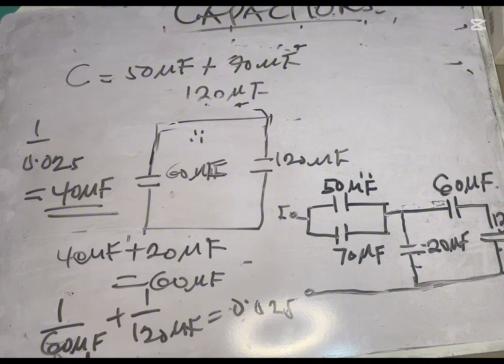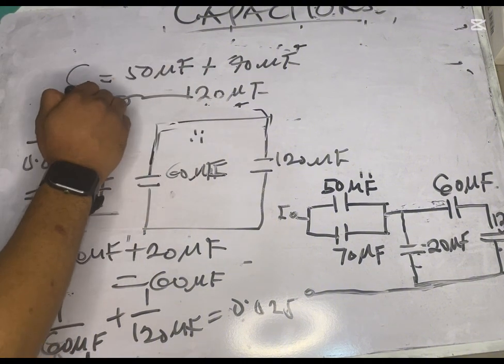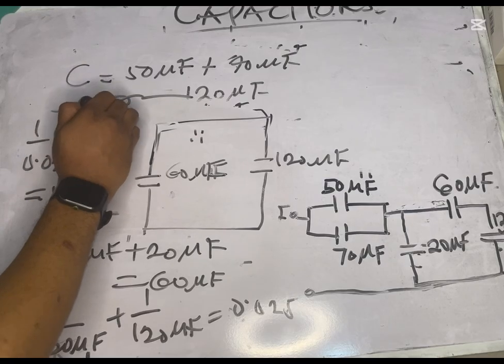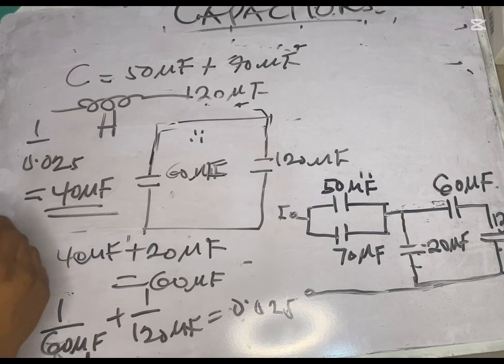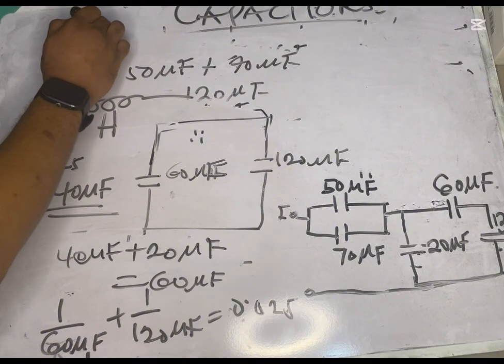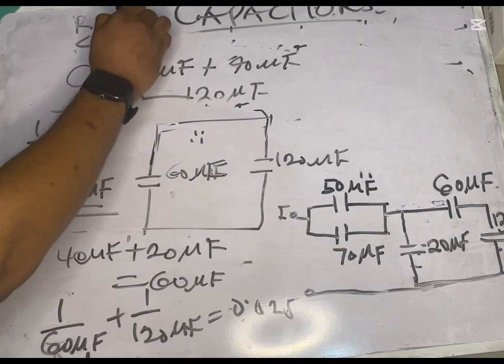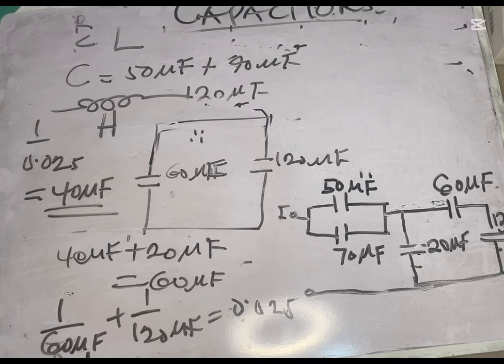And of course, I told you that the symbol is like this, and the SI unit for inductance is Henry, H. Just like we have R for resistance and C for capacitance, for inductance it is L. So don't forget that, take note of that.